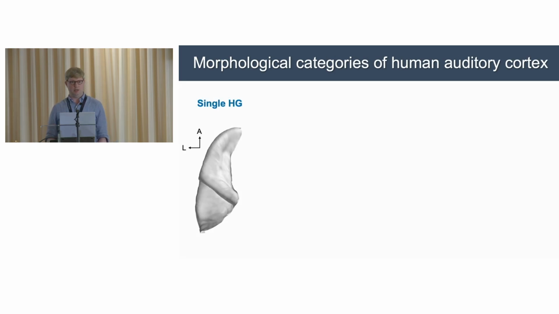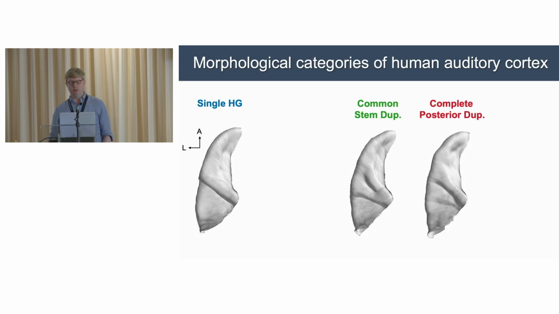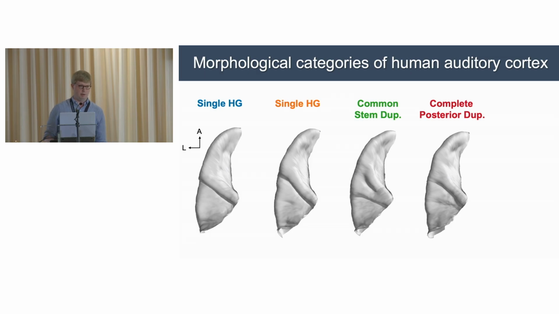Good news, there is a single Heschl's gyrus with a planum temporale behind it that emerges prominently from the data. That's nice. We also see the common stem duplication, where you have one gyrus that branches into two. We also see the complete posterior duplication, where you have two complete gyri that run the mediolateral extent of the superior temporal plane. But interestingly, the clustering algorithm returned another single Heschl's gyrus, and you're like, okay, there are two. Why are there two single Heschl's gyri? But they differ in a variety of interesting ways.